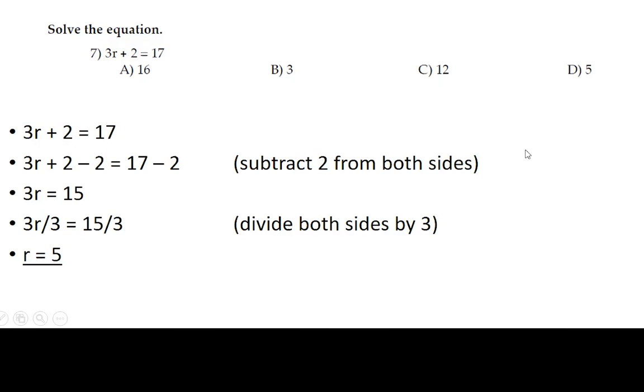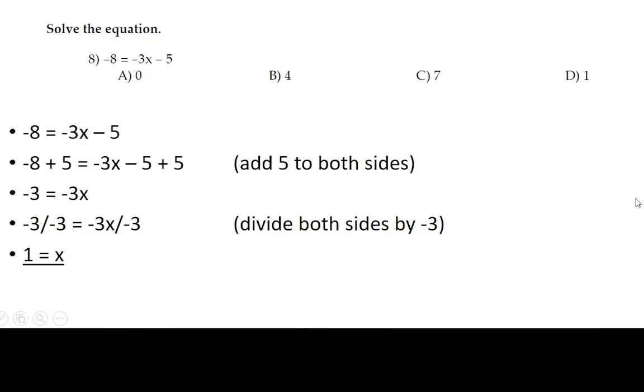Number 8. We want to solve negative 8 equals negative 3x minus 5. We want to start trying to get that x by itself, which means we need to get that negative 3x by itself, which means we need to undo minus 5. We undo minus 5 with plus 5. Whatever we do on one side, we do on the other. So we're adding 5 to both sides.